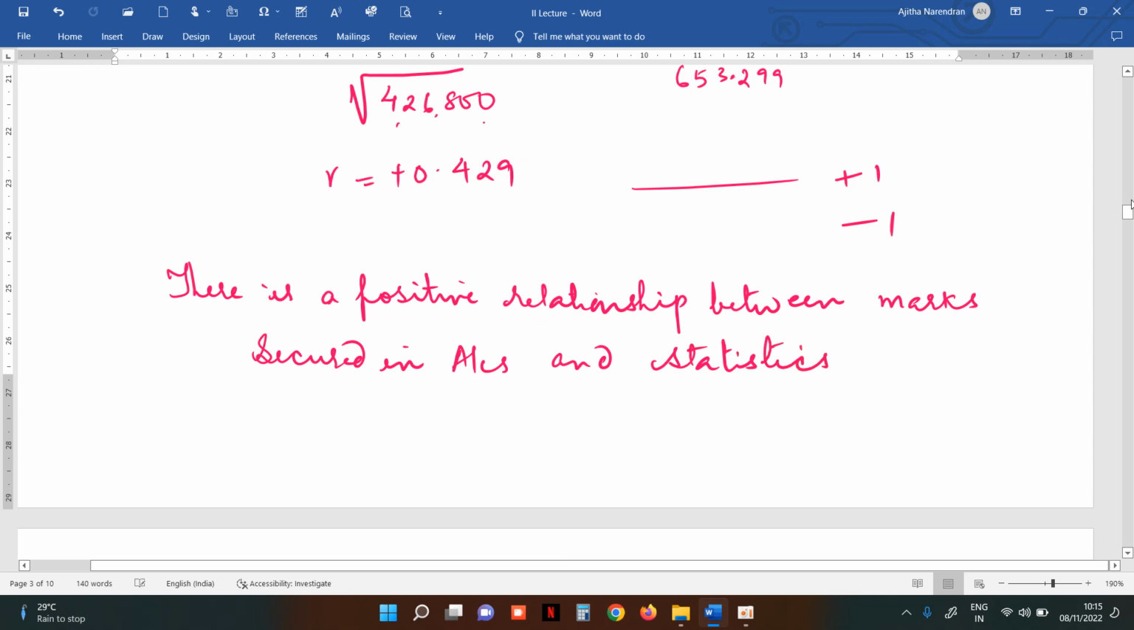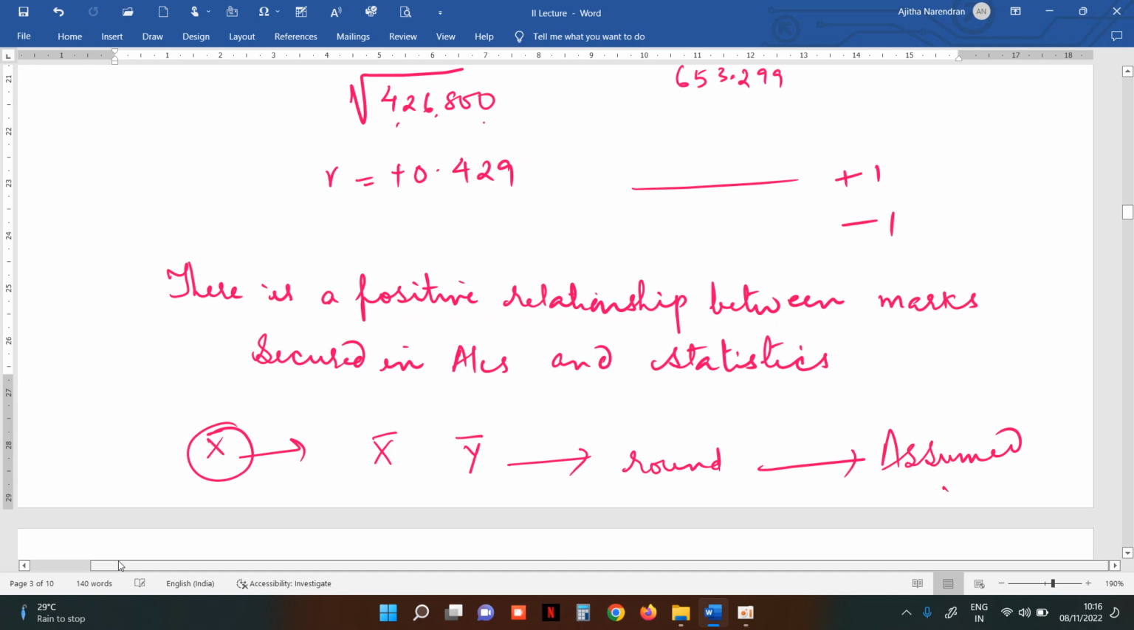So in this case, this is how we have to compute using the arithmetic mean method. You can use this arithmetic mean method when the arithmetic mean of x and the arithmetic mean of y come in round figures. If they do not come in round figures, you can better go for which method? The assumed mean method.